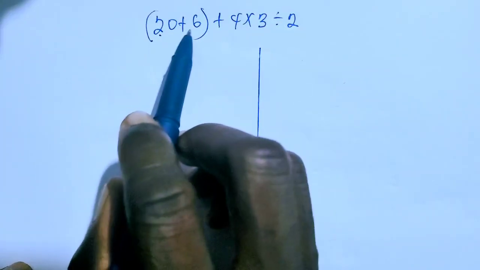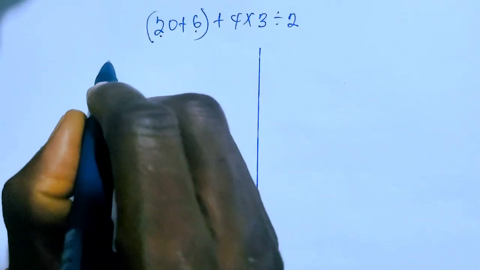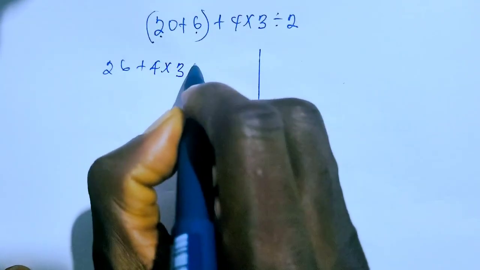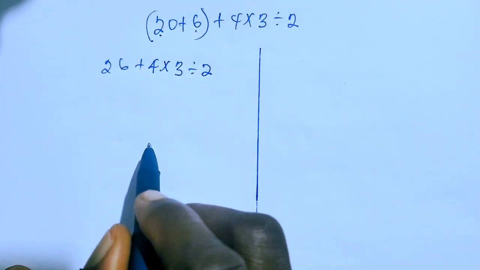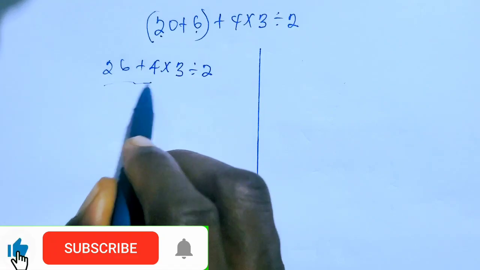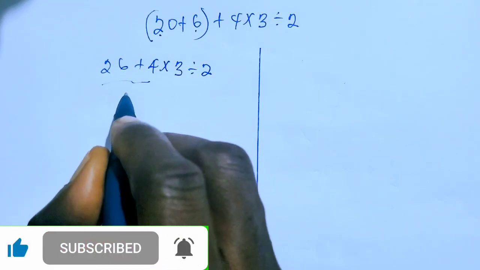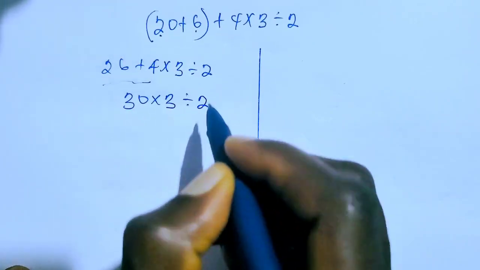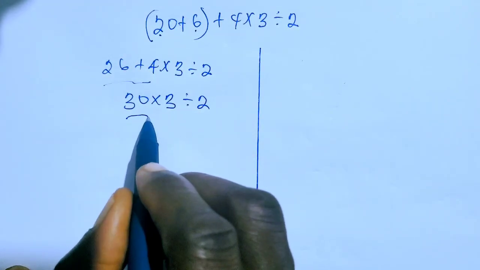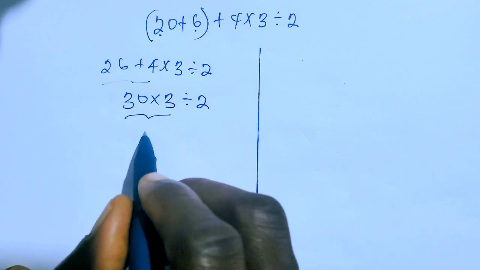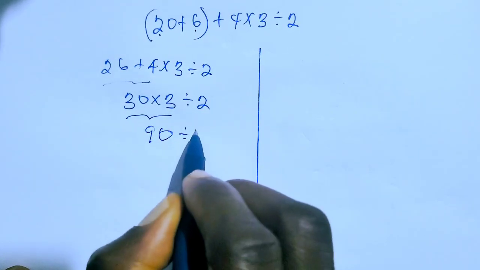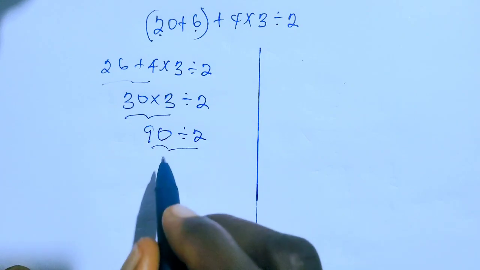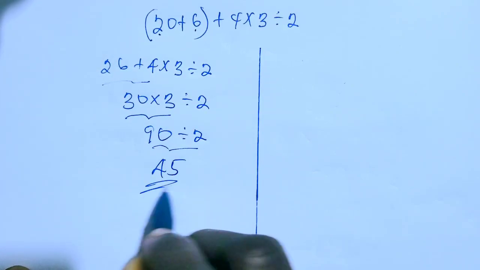Here 20 plus 6, that gives us 26, plus 4 multiplied by 3 divided by 2. Then here 26 plus 4, that will give us 30 multiplied by 3 divided by 2. Then at this point 30 times 3, that will give us 90 divided by 2. Then lastly we have 90 divided by 2, that gives us 45.